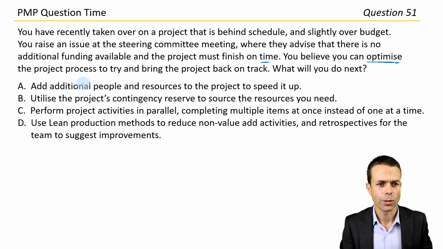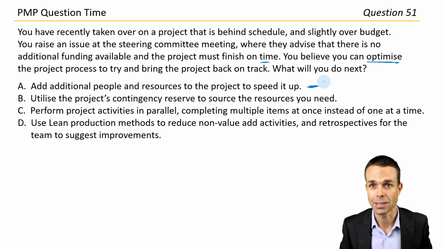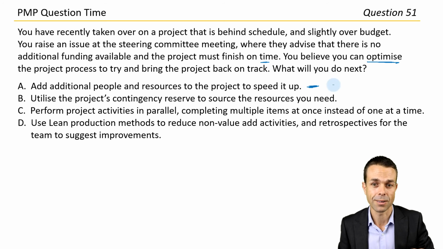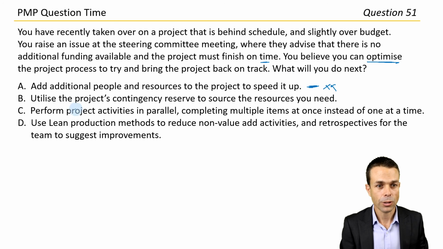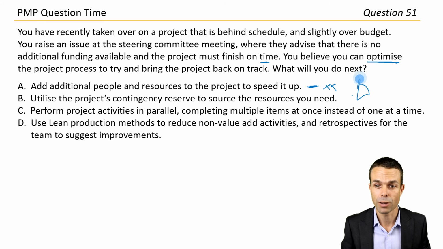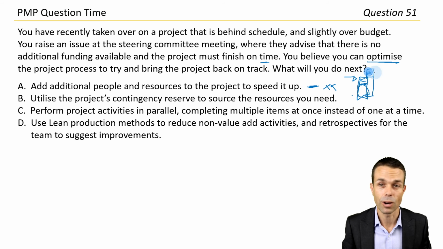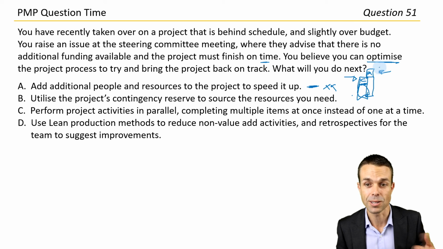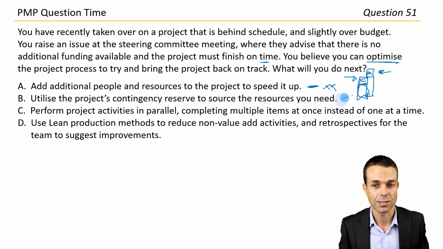Let's have a look. Use additional people and resources to the project, or add them to speed it up. Well, that's not really optimizing the project process, which is just throwing resources at it. So let's put a no for now. Utilize the project's contingency reserve to source the resources you need. That's more about risk. As we've seen in other questions, contingency reserve goes on top of our project cost, and that's for project risks. And on top of that goes the management reserve for unforeseen scope that's still needing to be delivered for the project. But that's not for us, I don't think.